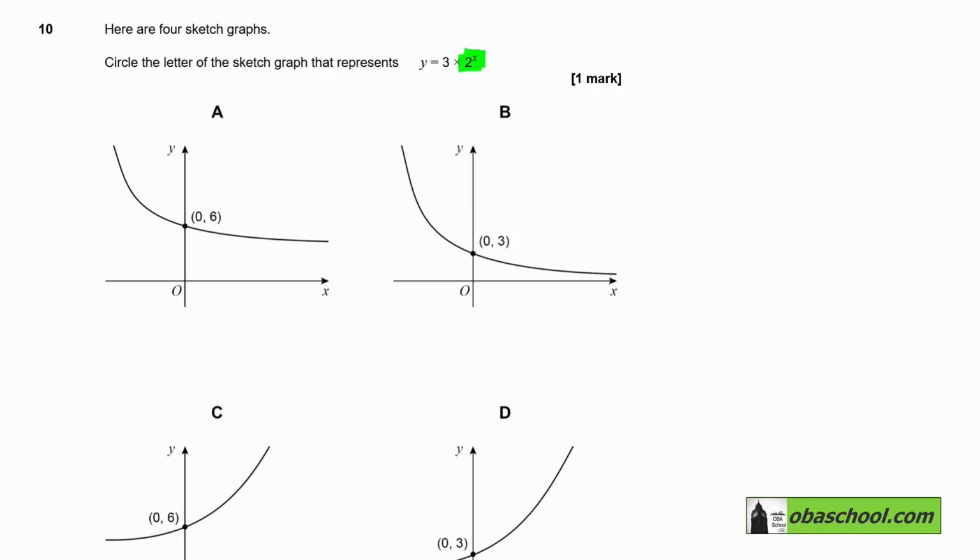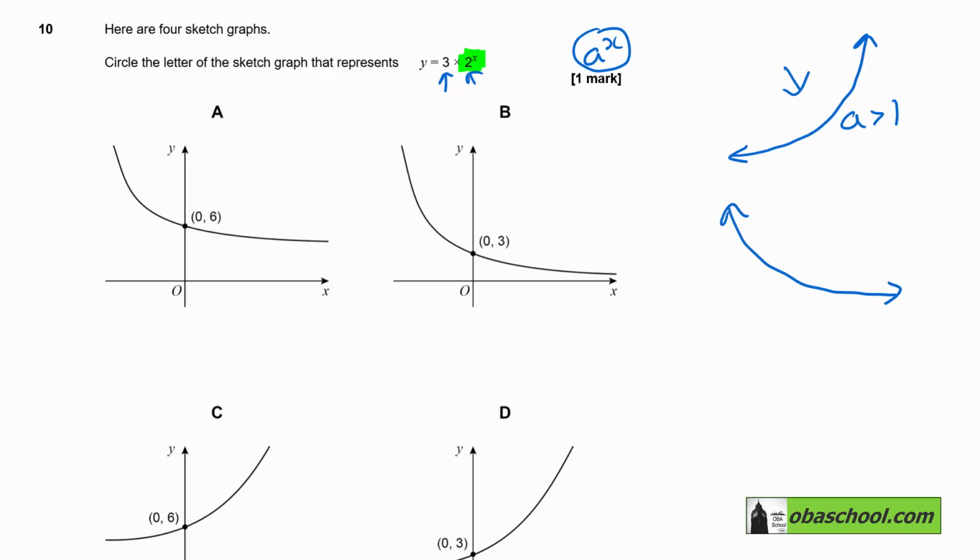When we have an exponential graph, they either go this way or they go this way. That's provided the constant here is positive. To go this way, we have a value of the constant here. Let's say that this is a to the x we're considering. We have an a which is greater than 1. For the graph to go the other way, a is between 0 and 1.